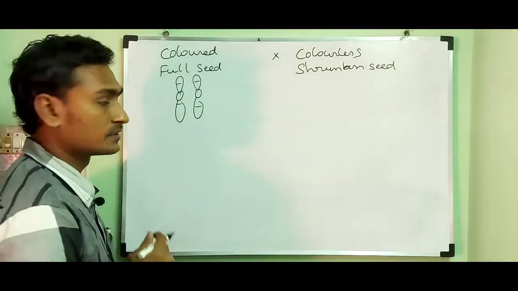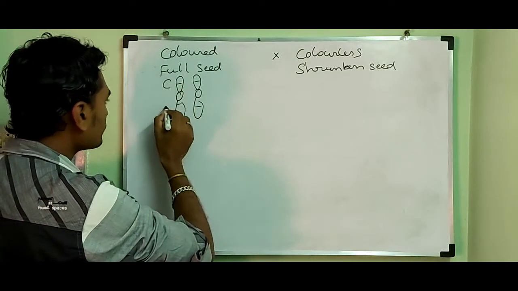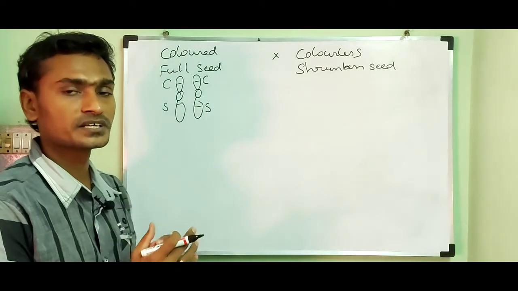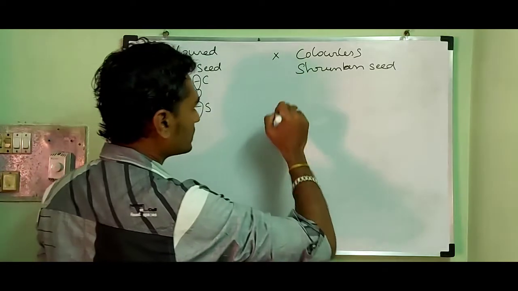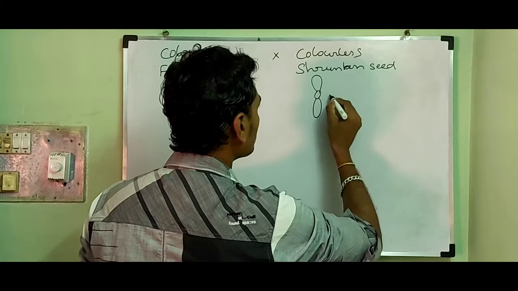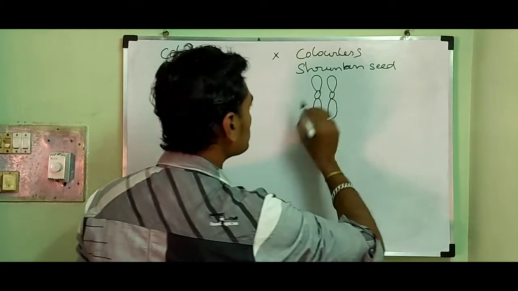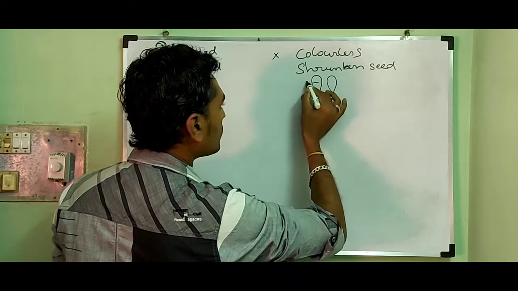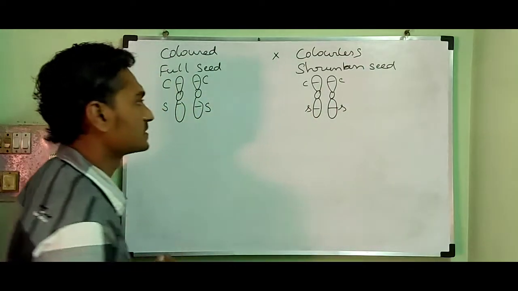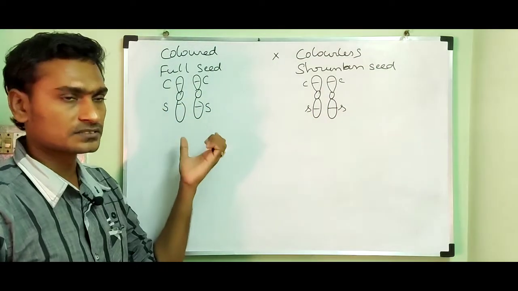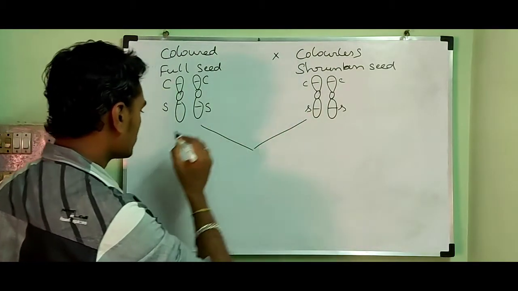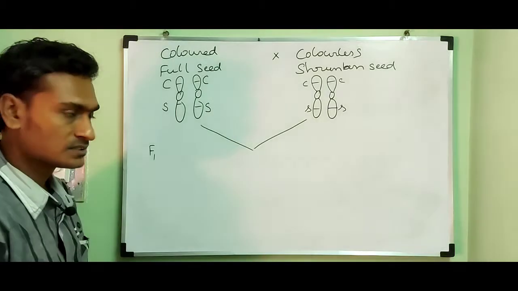It contains the alleles capital C, capital S, capital C, capital S, because it is a homozygous dominant parent. While in the case of the colorless shrunken seed, the alleles on the homologous chromosomes are small c, small s, small c, small s. Then the cross is made between these two individuals, which results in the development of the F1 generation.